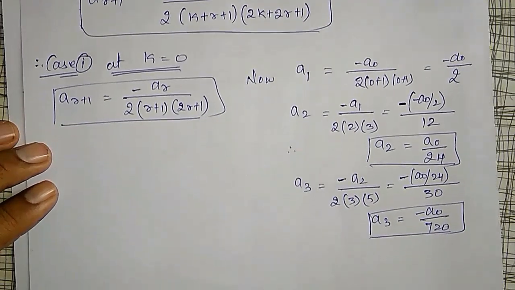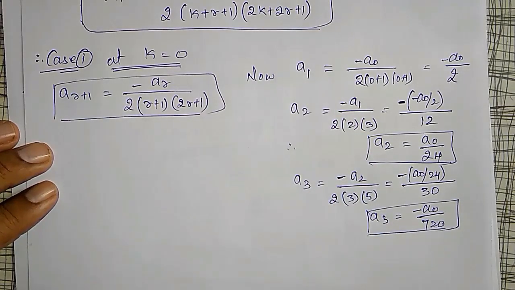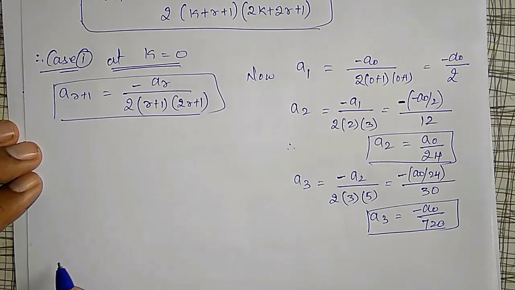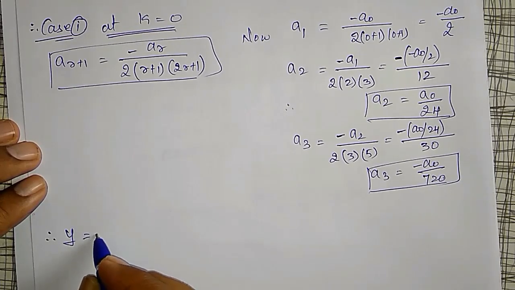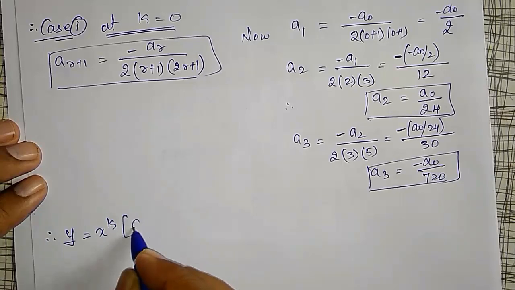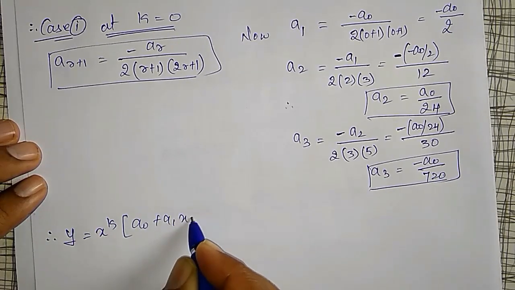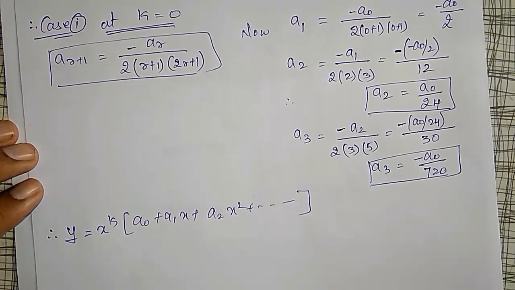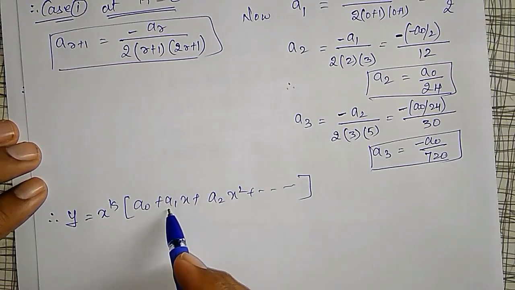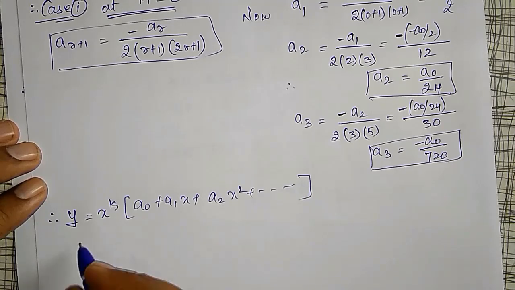I will substitute all this in my general solution. Therefore y equal to x to the power k into (a0 plus a1 x plus a2 x squared plus so on) is my assumed solution. In that, a0, a1, a2, a3, I will substitute.